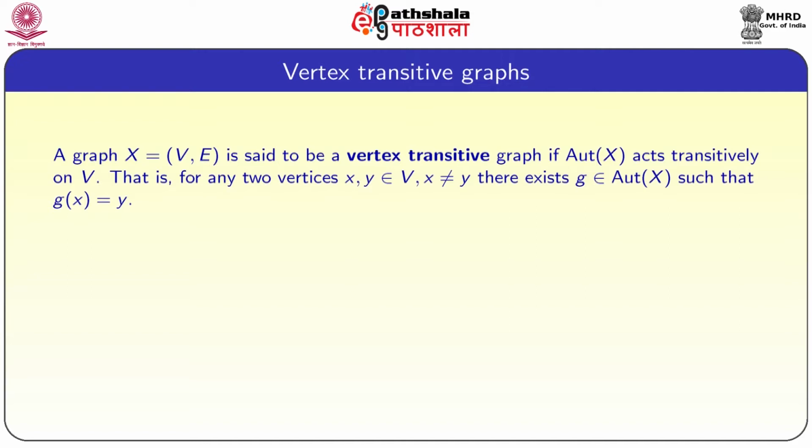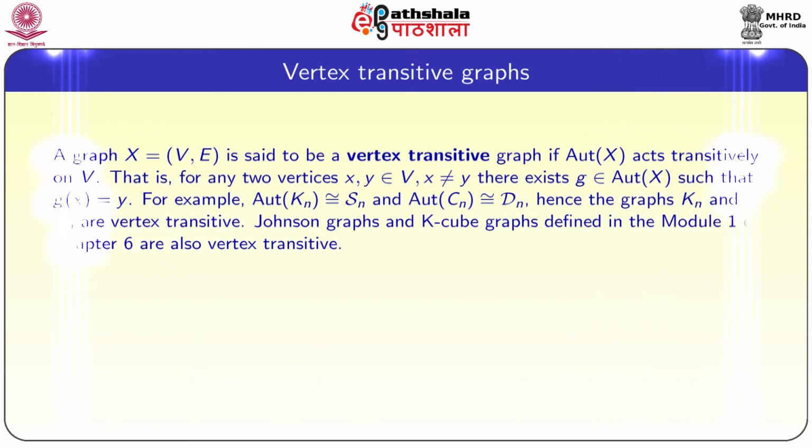We proved in the previous module, that is module 5 of chapter 1, that there exist regular graphs which are asymmetric. So, it is not only vertex transitive, it is not only regular, but it is more than that. For example, the automorphism group of Kn is equal to Sn, and the automorphism group of the cyclic graph Cn is the dihedral group. Hence, the graphs Kn and Cn are vertex transitive.